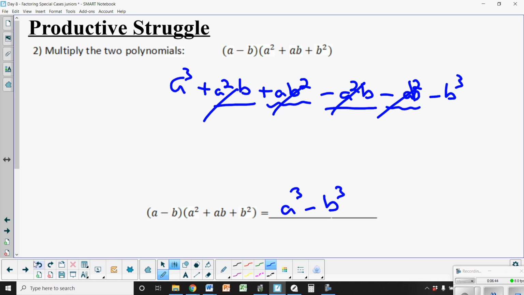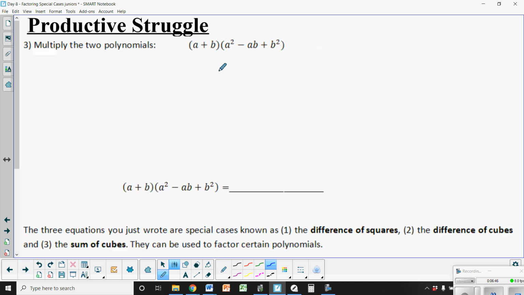All right, so let's go on to the third one here. So now we're going to multiply these two. So we have a plus b times a squared minus ab plus b squared. So a times a squared, do that, work through it, and pause it now. All right, we're back. So we have a cubed. So a times a squared is a cubed. A times negative ab is going to be minus a squared b.